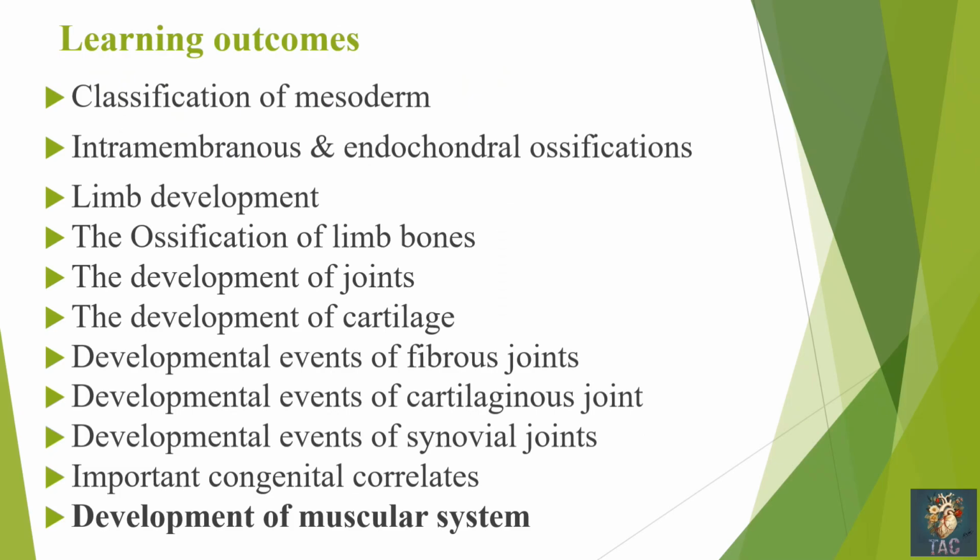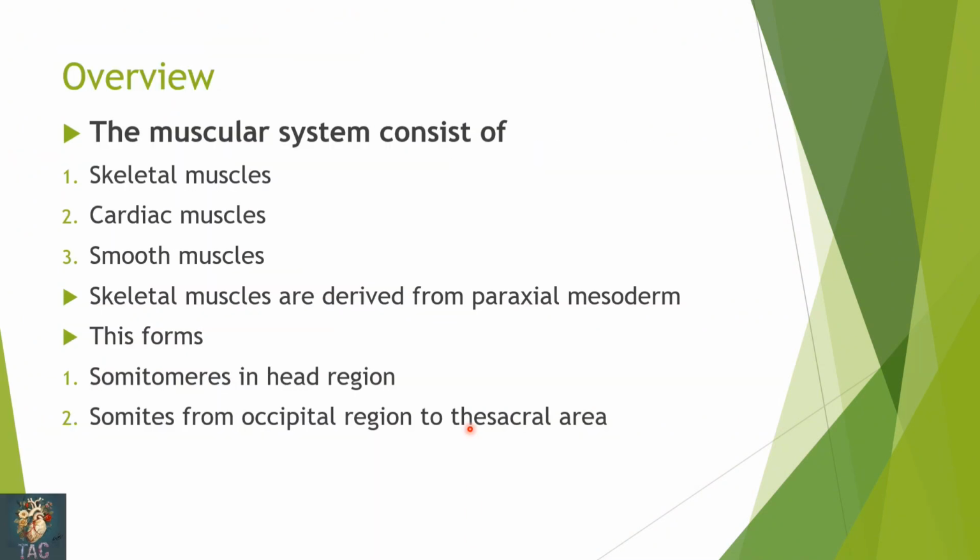The last outcome for today's class is the development of the muscular system. The muscular system consists of skeletal muscle, cardiac muscle, and smooth muscle. The skeletal muscles are derived from paraxial mesoderm, and this will form the somitomeres in the head region and somites from the occipital region to the sacral areas.